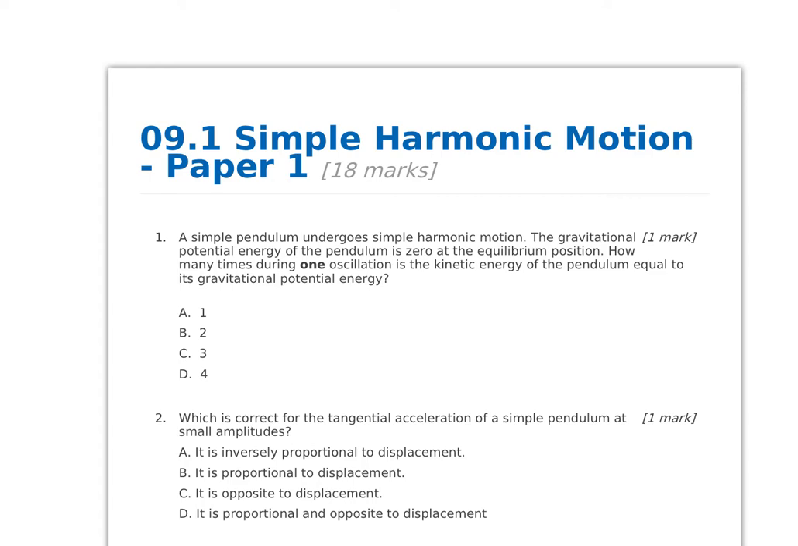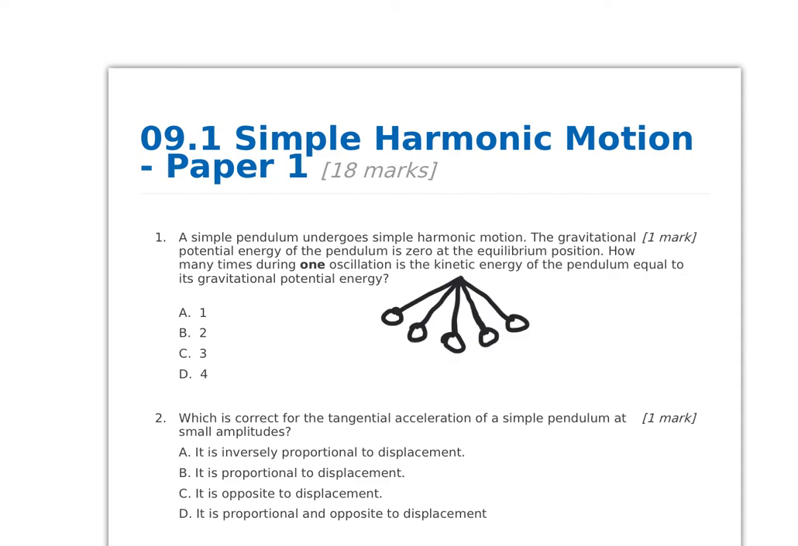How many times during one oscillation is the kinetic energy equal to the gravitational potential energy? Be careful with this one because I was reading that as where is the kinetic energy equal to 0? But that's not what it's saying. It said when is kinetic energy equal to gravitational potential energy? And it's actually 4 times in the cycle.